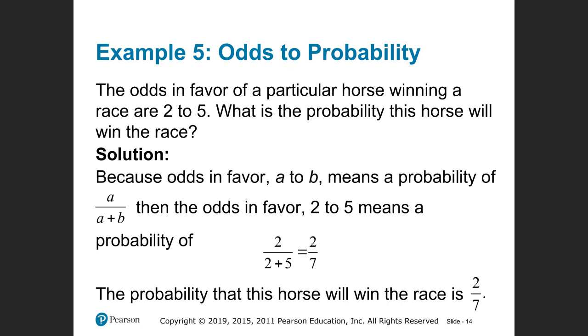Example 5, the odds in favor of a particular horse winning a race are 2 to 5. What is the probability this horse will win the race? Solution, because odds in favor, A to B, means a probability of A over A plus B, then the odds in favor, 2 to 5, means a probability of 2 over 2 plus 5, which is equal to 2 over 7. The probability that this horse will win the race is 2 over 7. And that concludes this lesson.